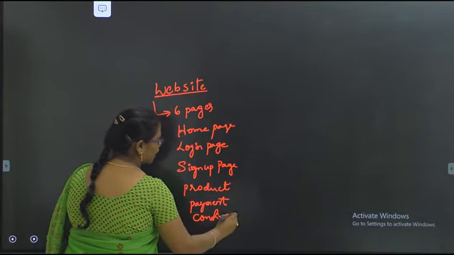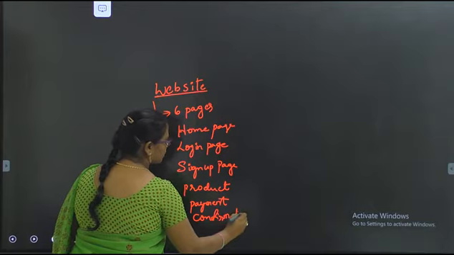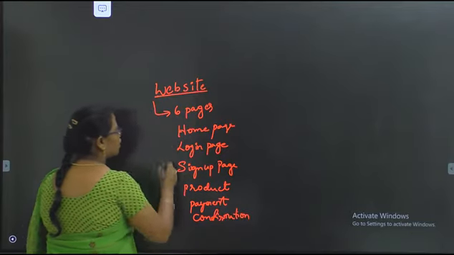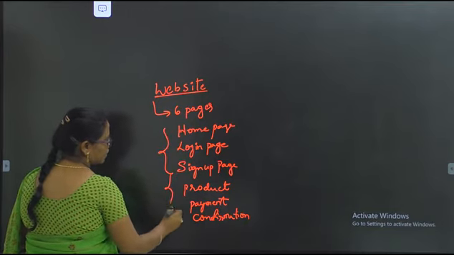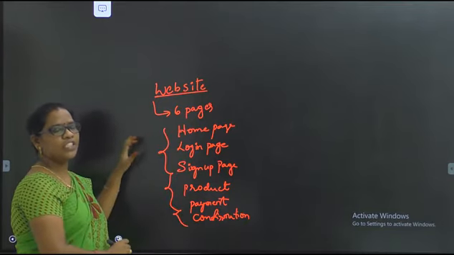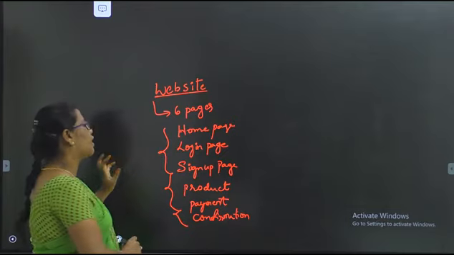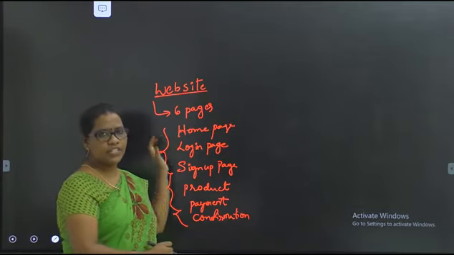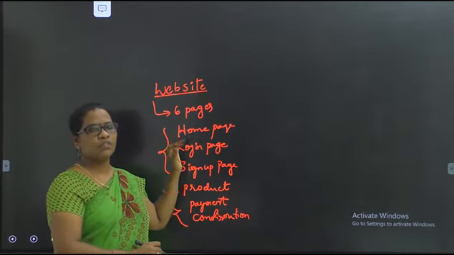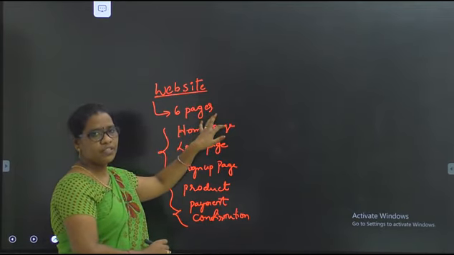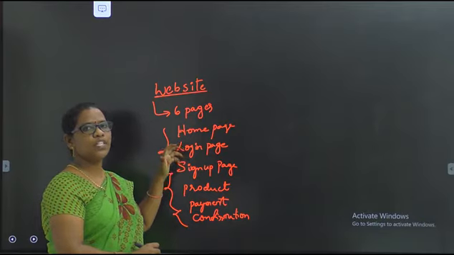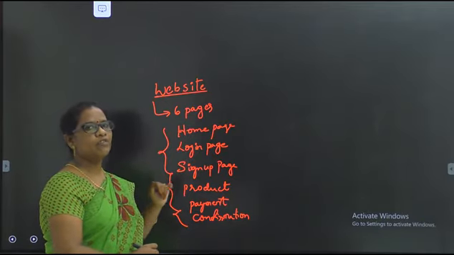Whatever pages you get in the website, those are the different pages. Okay, so I have given 6. These are the 6 pages. The user said I want these 6 pages of the website. So first, when he reaches the developer, he has to say that he wants a 6 page website. Then the developer will take a data flow diagram.